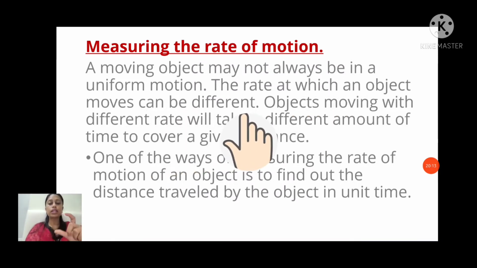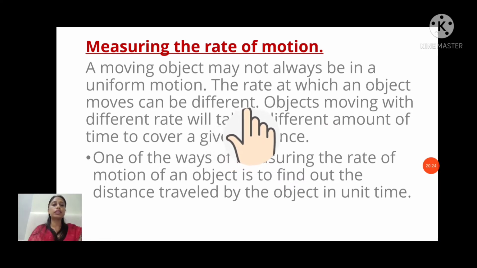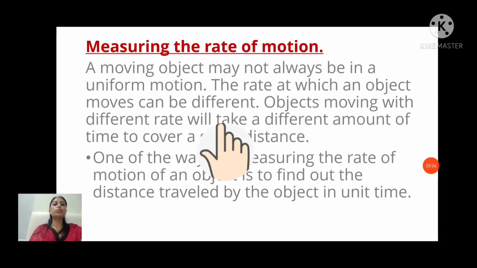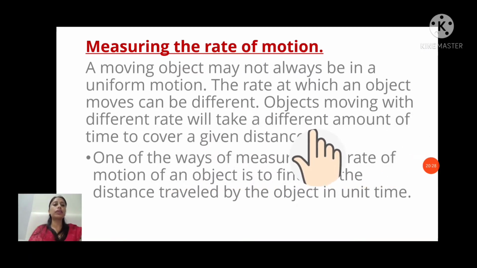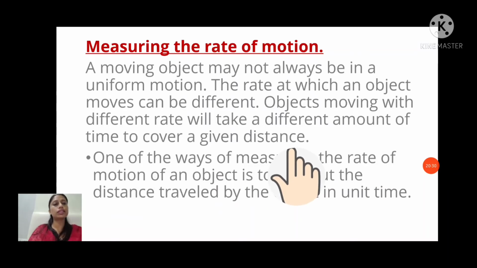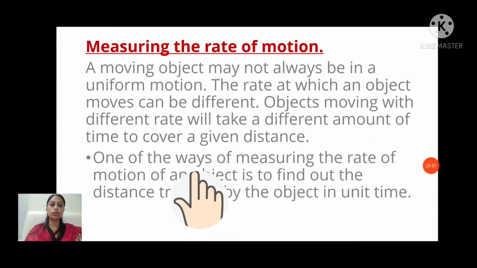Maybe the object is traveling with non-uniform motion, meaning unequal distances in equal intervals of time. The rate at which an object moves differs with different distances. Objects moving at different rates will take a different amount of time to cover a given distance.